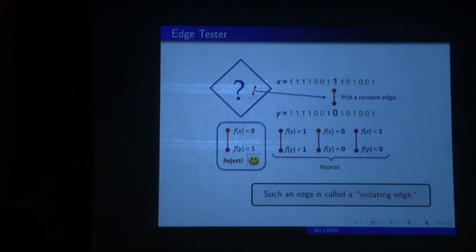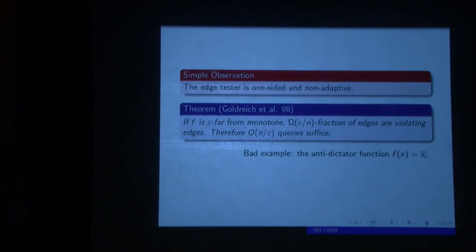The first upper bound comes from this really natural tester, the edge tester, where you just sample a random edge by sampling first a random string and flipping a random coordinate. And you just check if this is a violating edge. This, for example, would be a violating edge. You just repeat a few times. If you see one, you reject. If you don't see any, you accept. Okay. So clearly, this is a one-sided and non-adaptive tester.